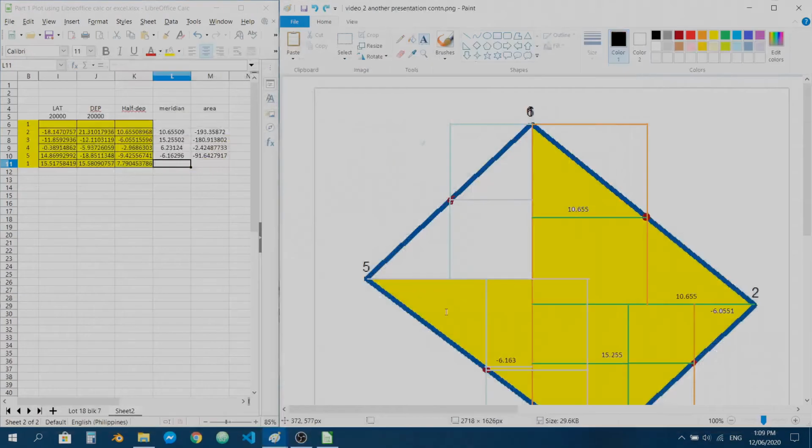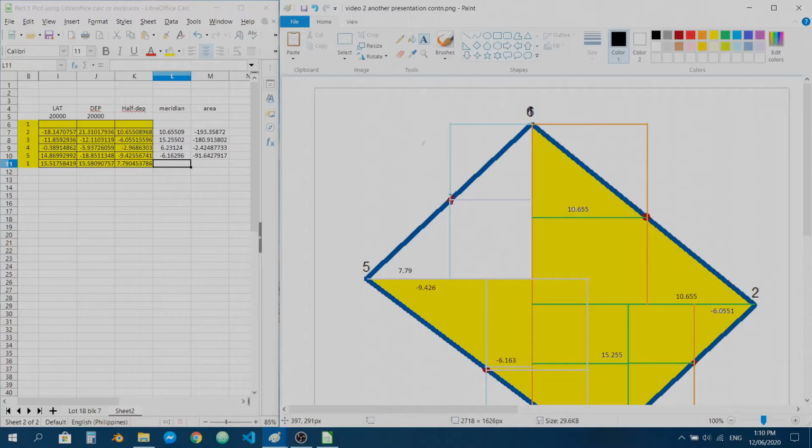Okay, as we have already observed, we just need to add the meridian of the previous line and its corresponding half depth and the half depth of the present line. So that's it. Okay, so if we're going to add this, you can see this is something like negative 15. So if we're going to add this, the difference should be equivalent to this, as you can see from our visualization.